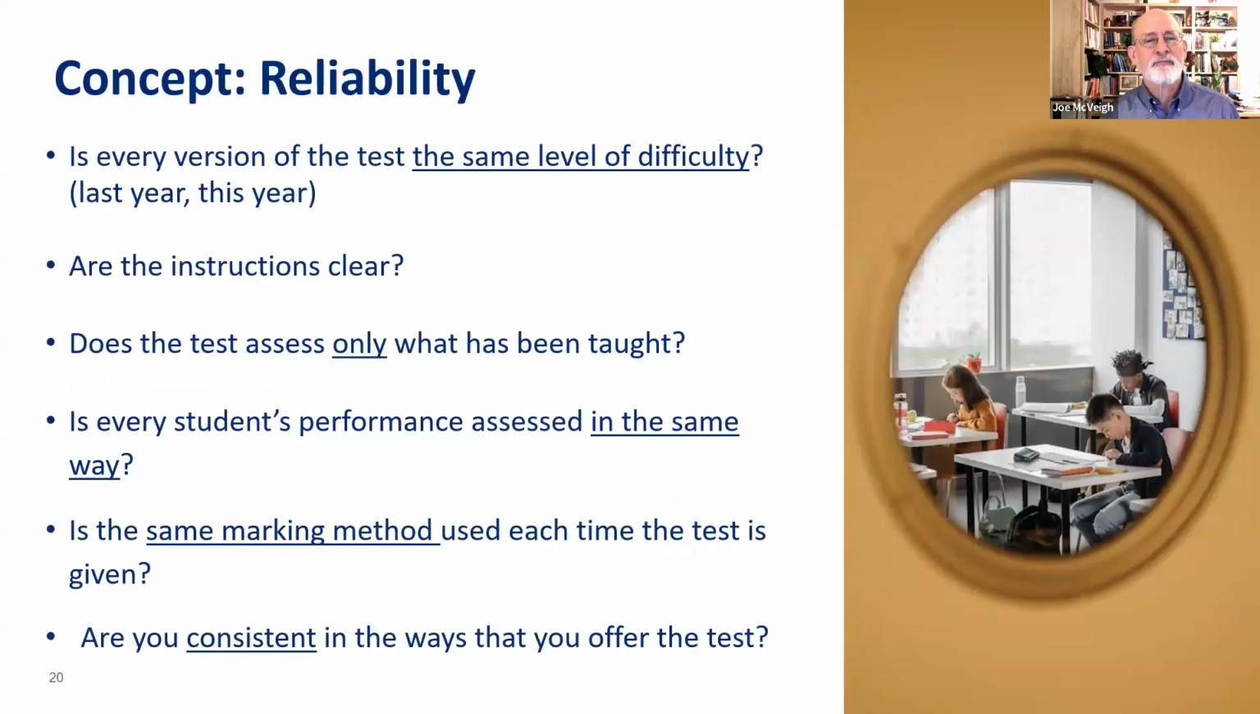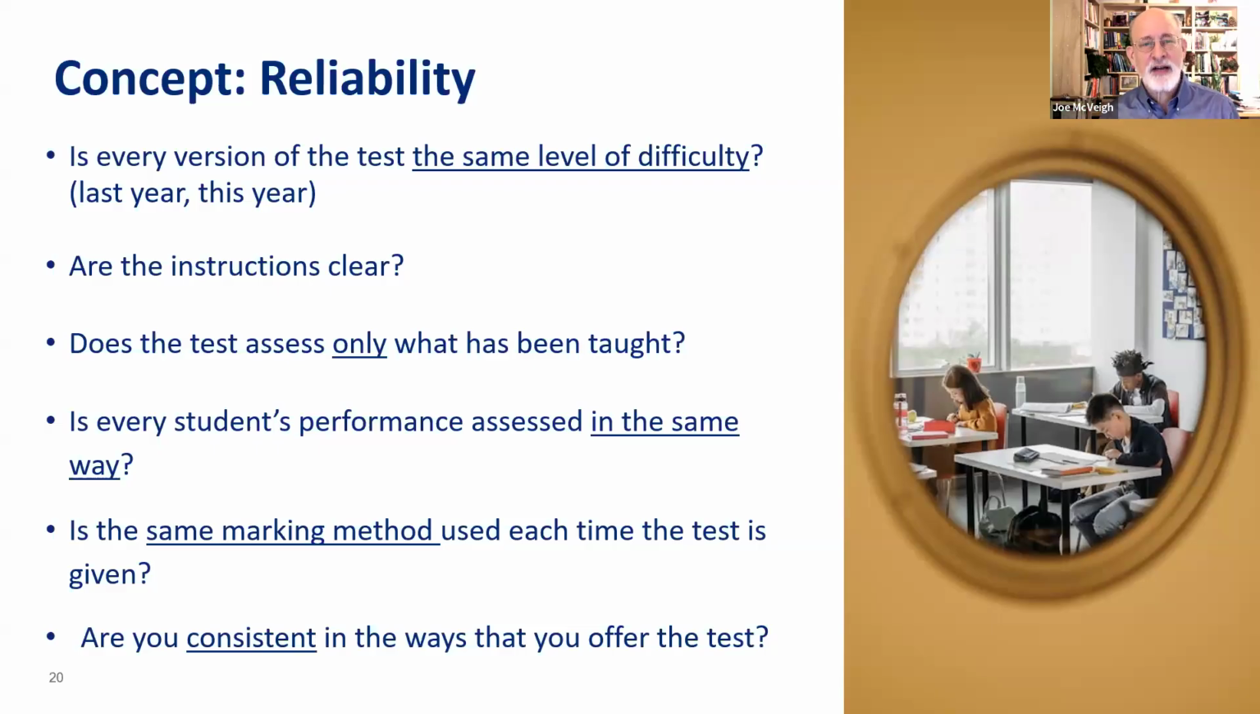reliability. Reliable basically means that the test is consistent over time. To make sure that this version of the test is the same level of difficulty as the one that you gave last year or the one that you'll give next year, we want to make sure that the instructions are very clear. We want to make sure that the test assesses only what has been taught and that every student's performance is assessed in the same way. You can't apply a different grading scale to one student than another student. So you should use the same marking method each time the test is given, and you should be consistent in the ways that you offer the test. For example, you should make sure that students have the same amount of time to complete the test each time that you offer it.